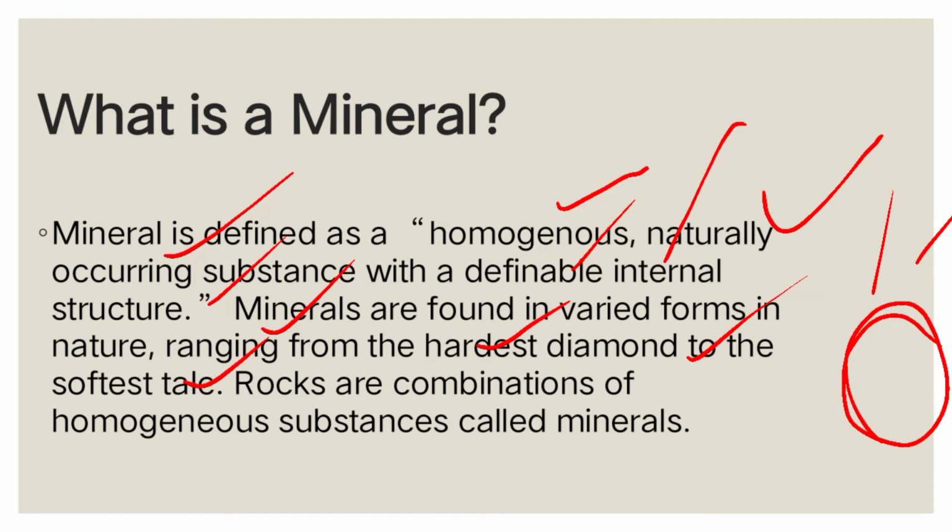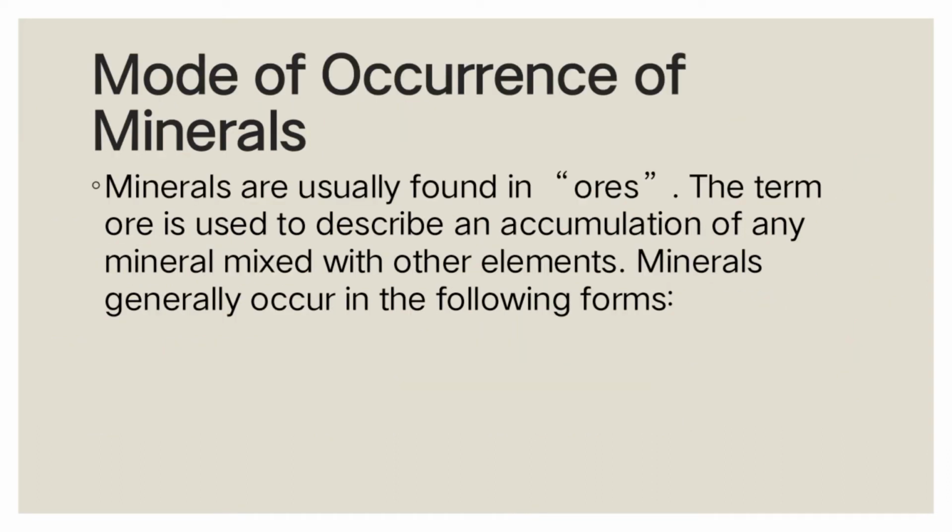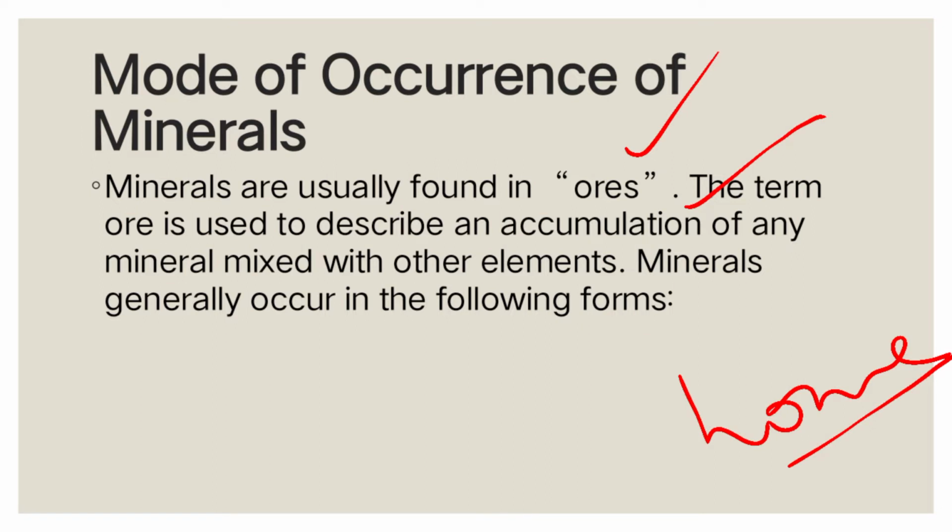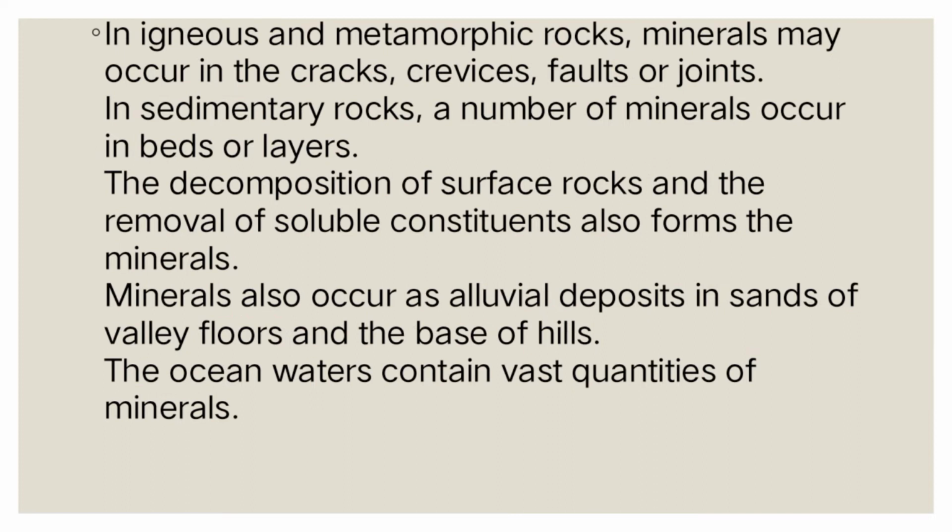The rocks are combinations of homogeneous substances, and here we find the minerals. The mode of occurrence of the minerals is usually defined as ore, the home of minerals. Simply, the term ore is used to describe an accumulation or collection of any mineral mixed with other elements. It is not in its purest form. It needs to be extracted and then refined. It is available in igneous and metamorphic rocks.